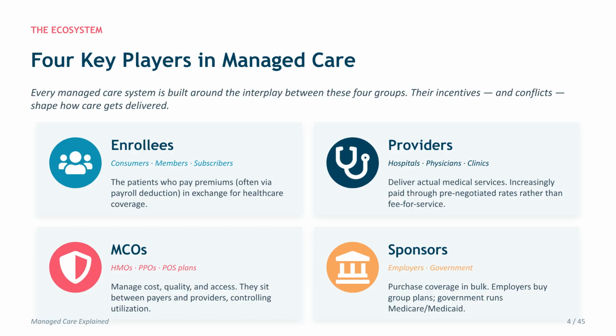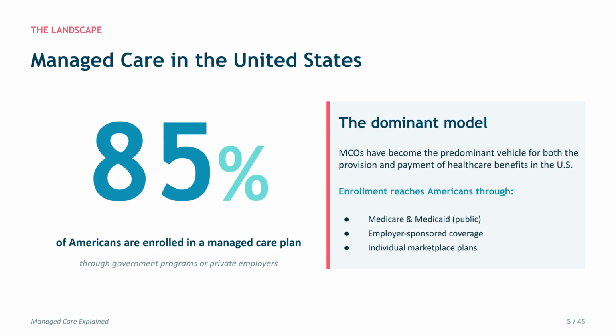Every managed care system is built around four key players: enrollees, providers, MCOs, and sponsors. Their interactions shape how healthcare services are delivered. Managed care has become the dominant model in the United States, with approximately 85% of Americans enrolled in a plan.